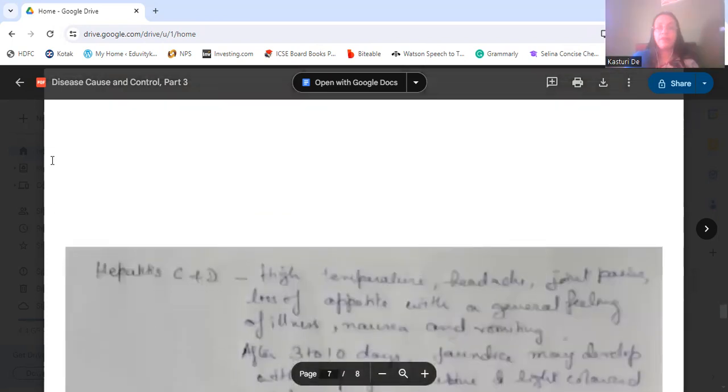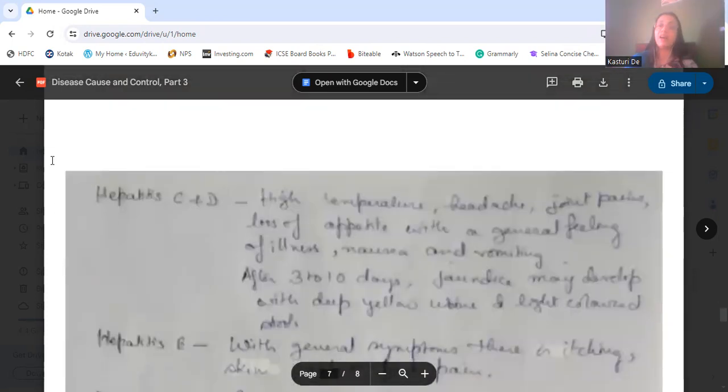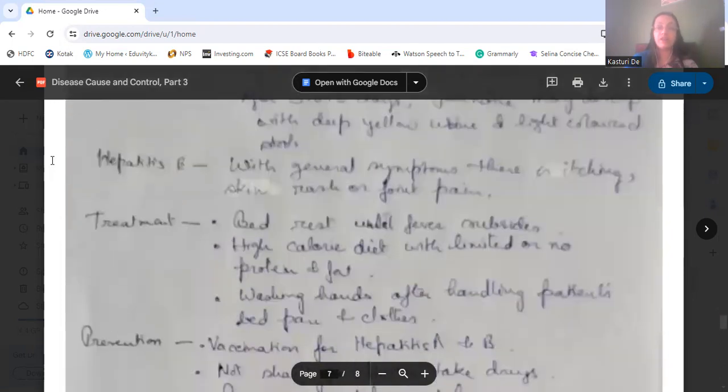Then hepatitis C and D have high temperature, headache, joint pain, loss of appetite with a general feeling of illness, nausea, and vomiting. And after 3 to 10 days, jaundice may develop with deep yellow urine and light-colored stool. And hepatitis E has general symptoms and also some itching, skin rashes, and joint pains.